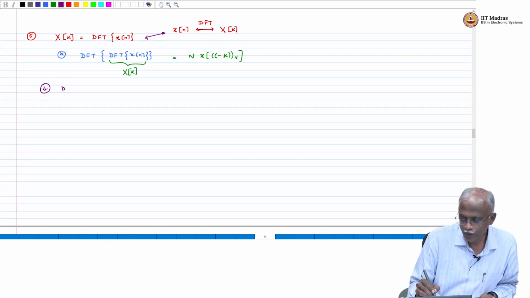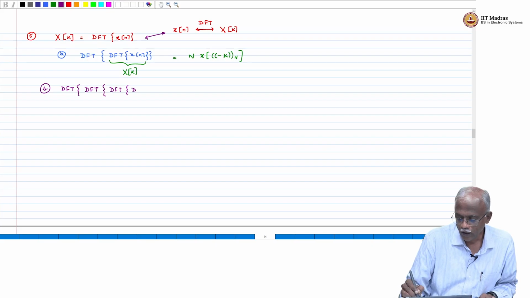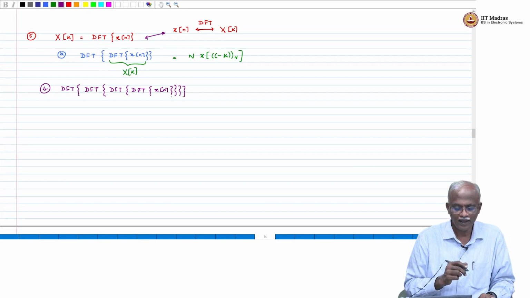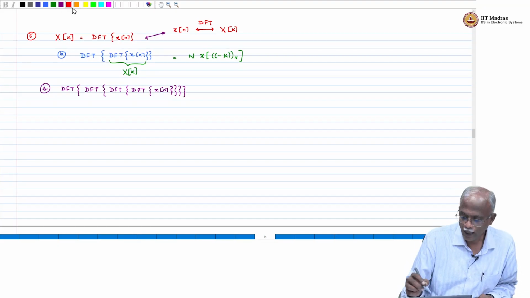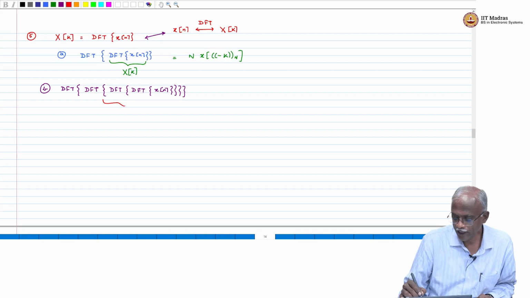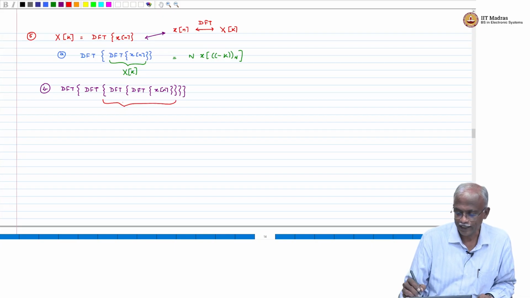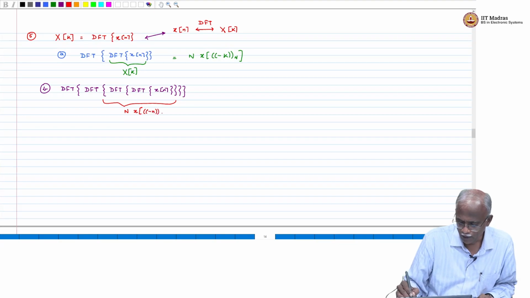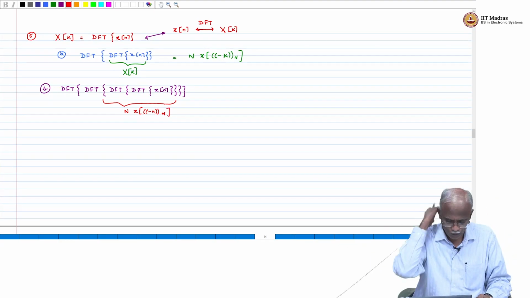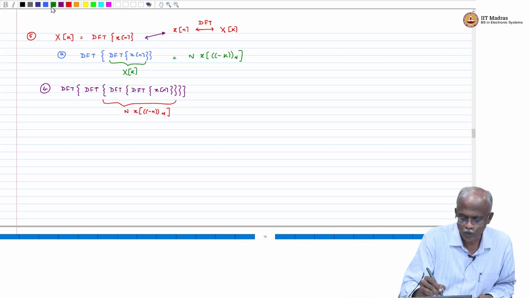Now second question, part B. What do you get when you do the following operation? DFT of DFT of DFT of DFT of x of n. Four brackets are closing. Up to this point we have already evaluated the second bracket. This is N times x of minus n modulo N. It doesn't really matter how you write the index, it's an index that goes from 0 to N minus 1. We will call this x1 of n.